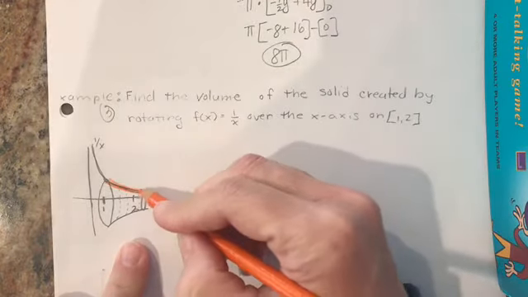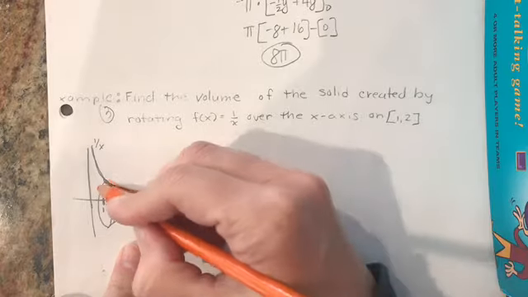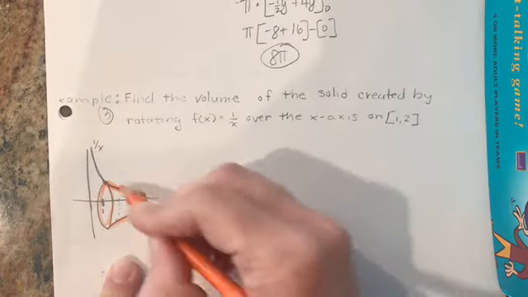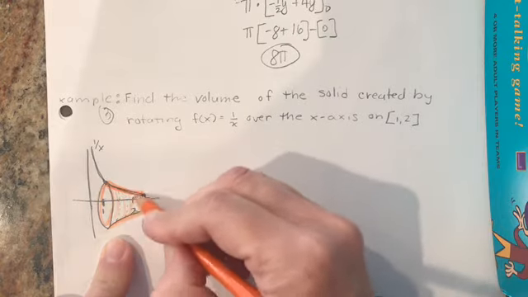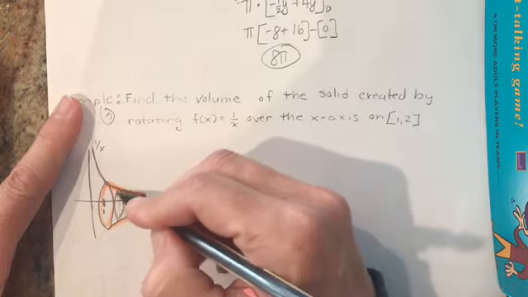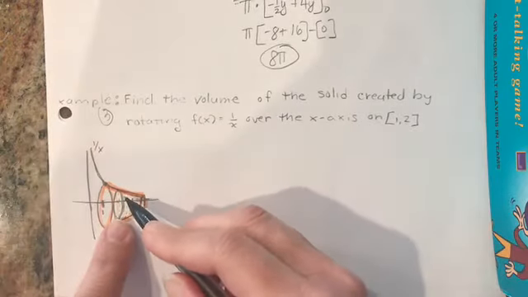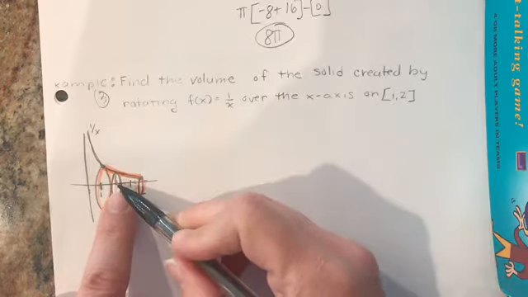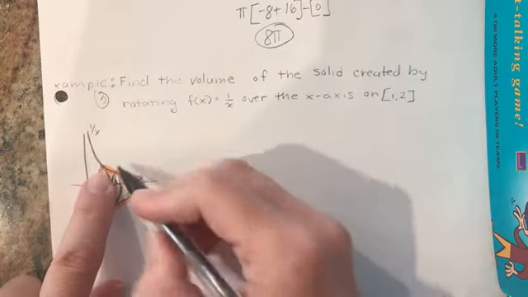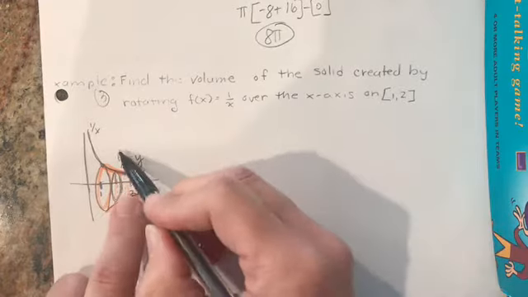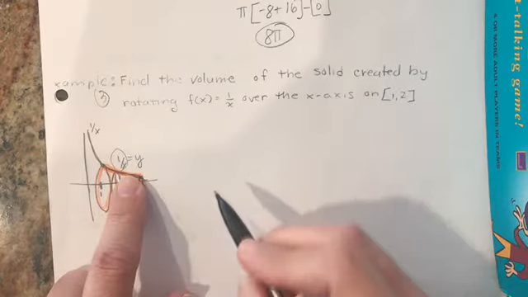And then if you're rotating across the x-axis, you just make a little oval shape here and draw it as a 3D shape. Now let's think about one of these discs in here. So again, this is a circle. It's just a 3D view, so it doesn't really look like a circle. Right here, the radius of the circle is just 1 over x. It's just the function. So that's what we want to use.